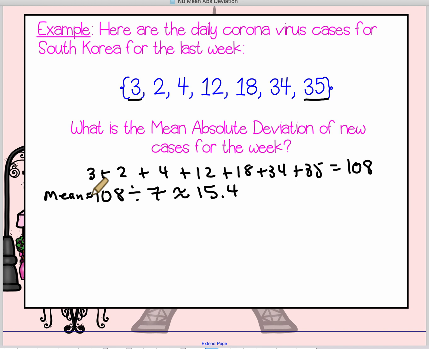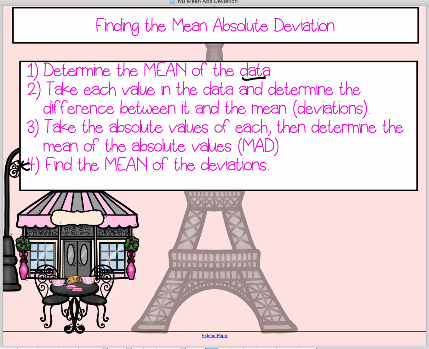So that was our first step. Okay, so that was step 1. So remember, our second step is now we're going to take each value in our data set and look at the difference. And remember, we want the absolute value. So we're going to kind of combine these 2 steps, and we're going to do this in an organized way.